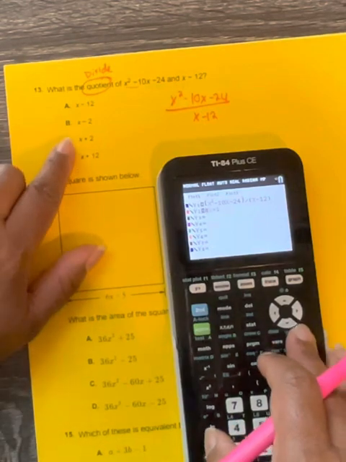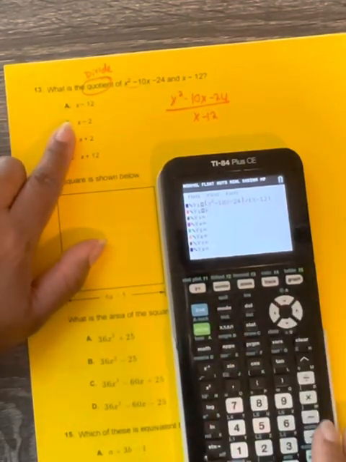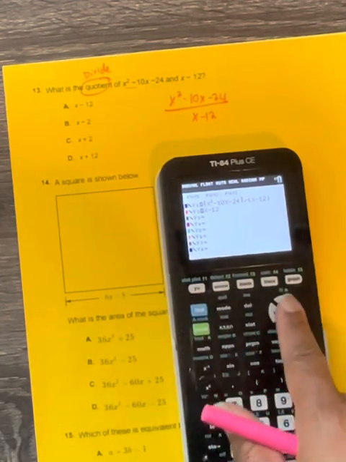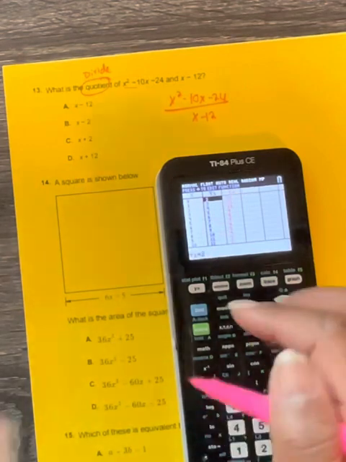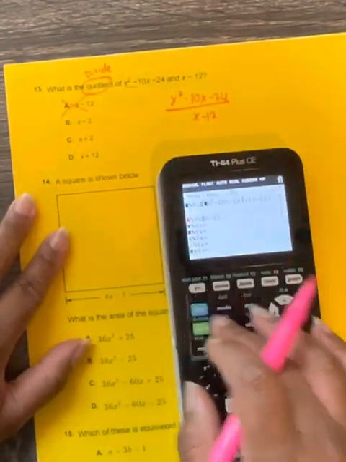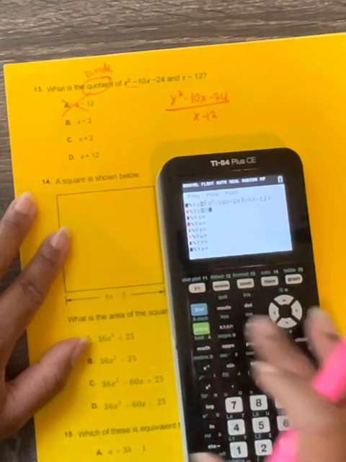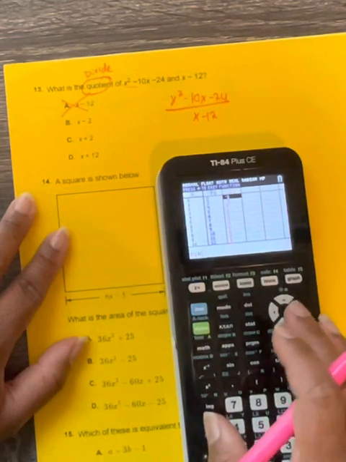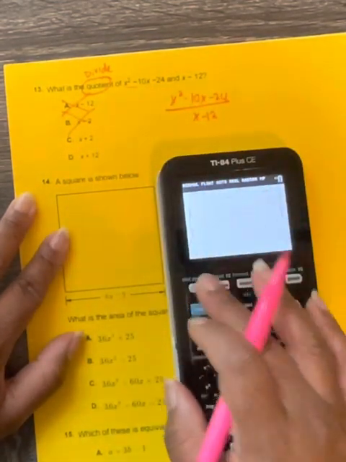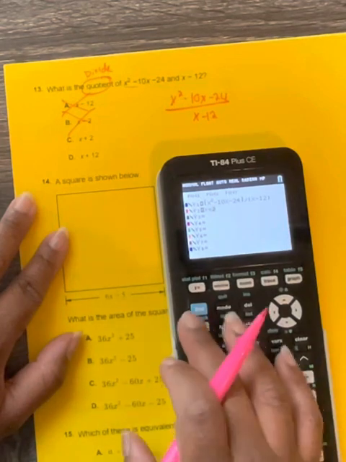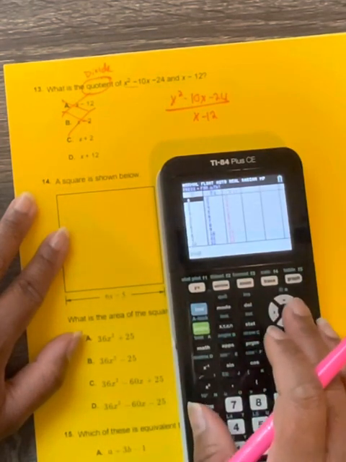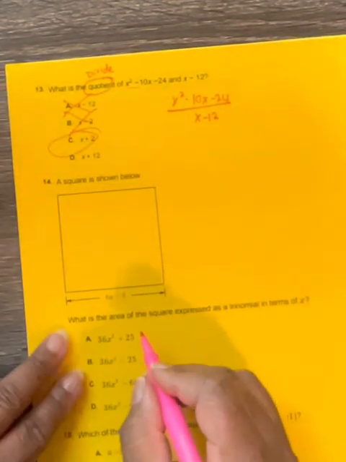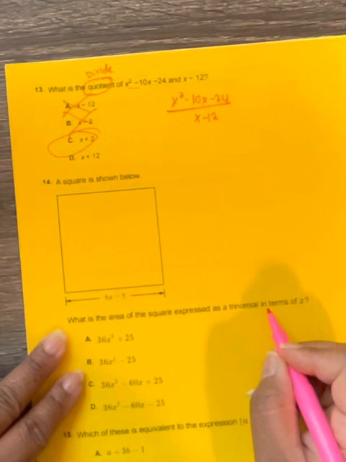Come back down here, and for y2, x minus 12. Press second graph, and we're checking for equivalence. We don't see it, so we know it's not A. Come back to y2, plug in B. Press second graph. Are they equal? The answer is no. Come back, x plus 2. Type in second graph. Hey, we see some equivalence. It's C.